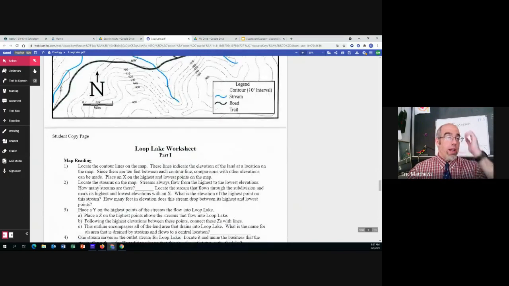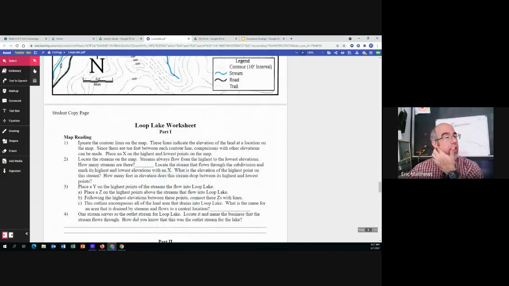So number 1, it wants you first to locate the contour lines of the map. These lines indicate the elevation of the land at a location. Since there are 10 feet between each contour line, comparisons with other elevations can be made. You count how many lines are between two places, 10 per line, and add them together. So first it wants you to do is place an X on the highest and lowest point of the map.